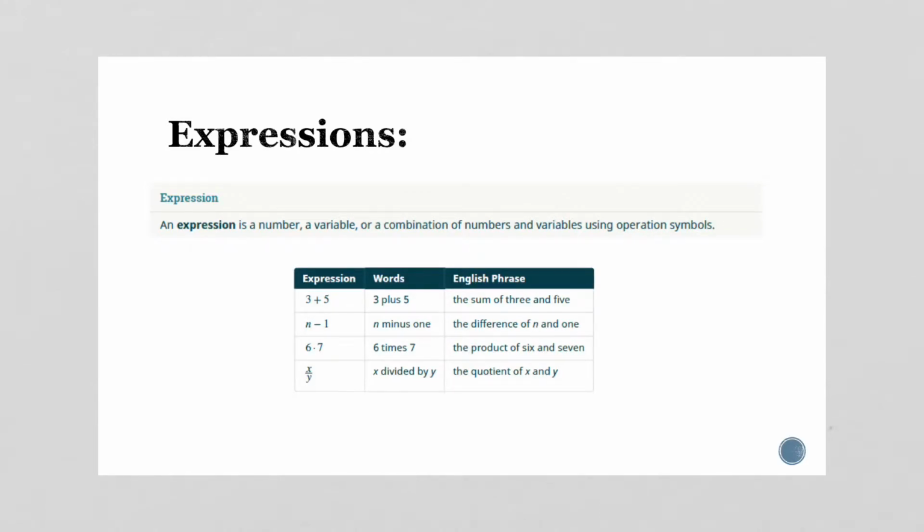The big idea on this page is that I want you guys to see that expressions do not have equal signs. So you're not going to see an equal sign on this page because every single one of these is simply an expression, and expressions can have any of the 4 operations. And pay close attention, at least read through the English phrase that goes along with this. So you might want to hit pause here.